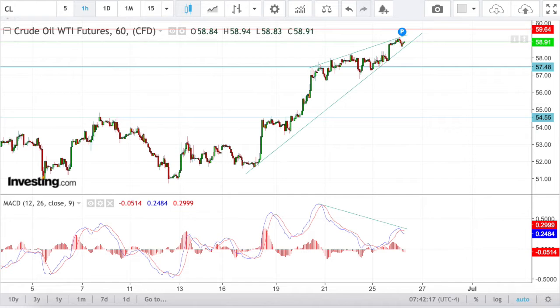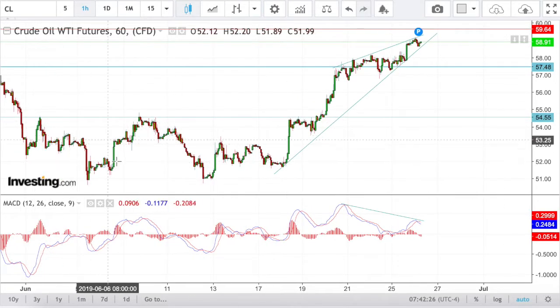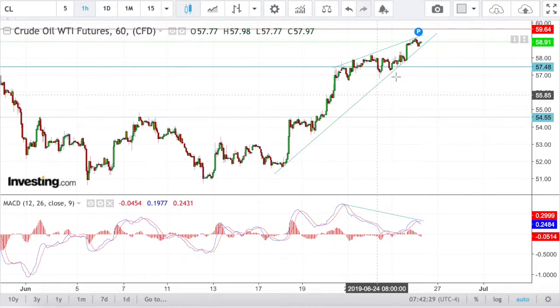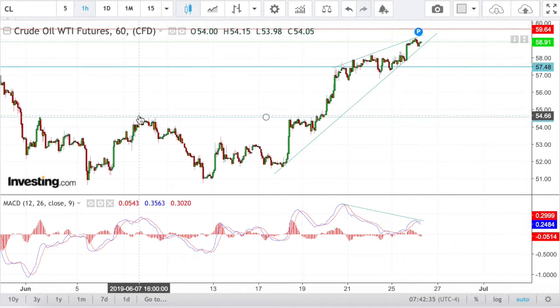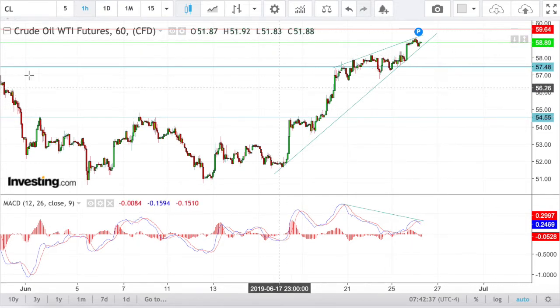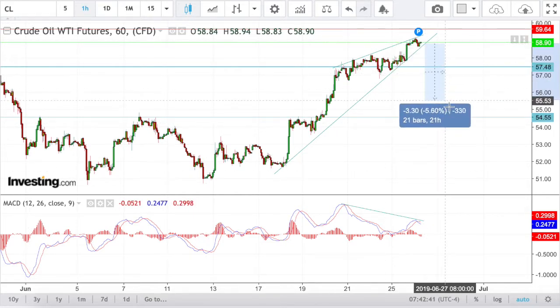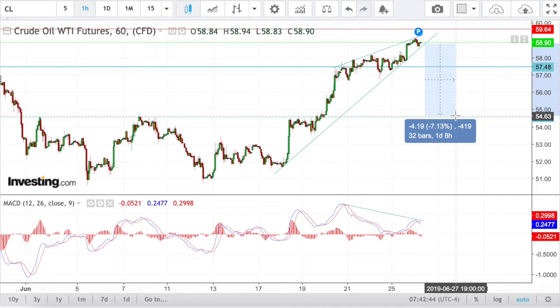So when we do that, I think that we'll revisit this level that we broke. We made a nice support level here with 1, 2, 3 reactions, so I do expect a pullback and a backtest to this level if we're going to continue up higher on crude oil. So that would be a nice, I think 10% profit on, no, 7% profit on crude oil.